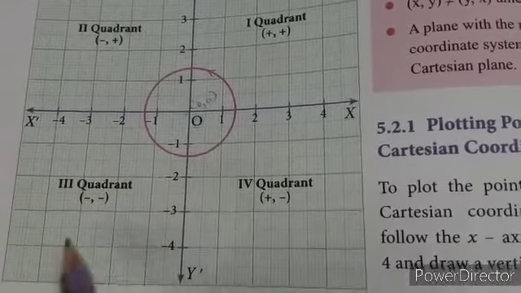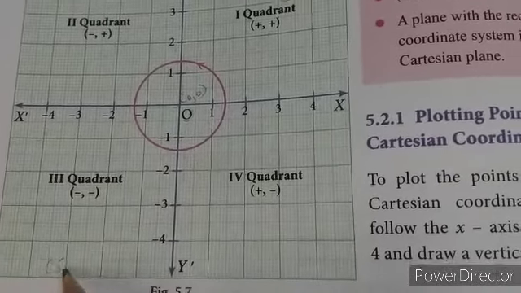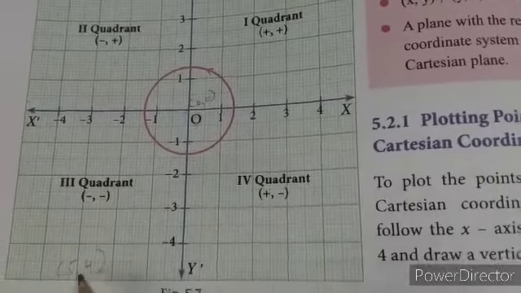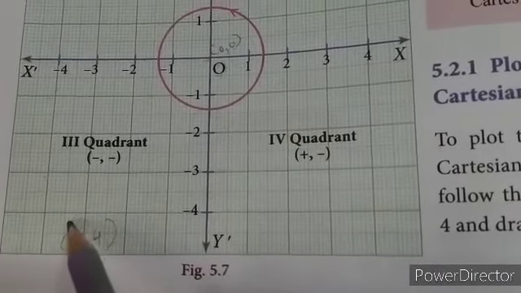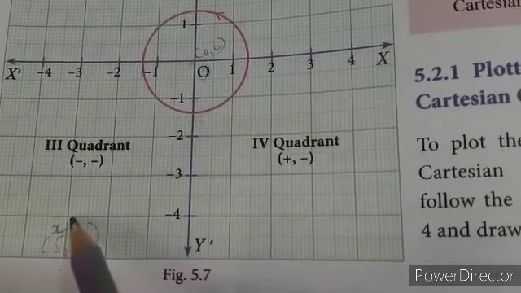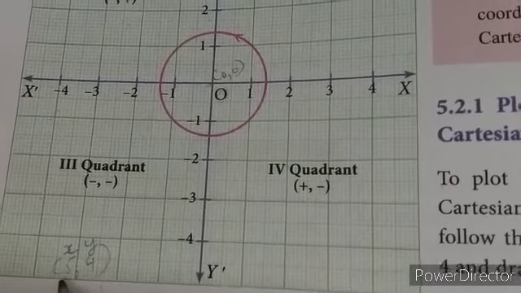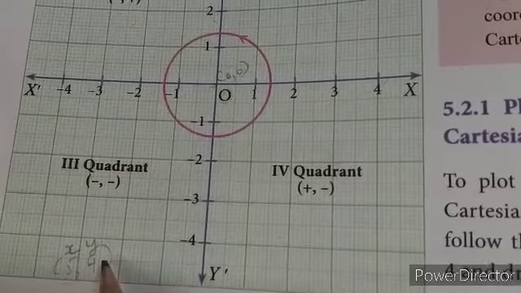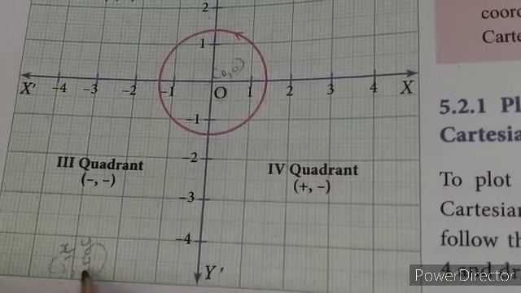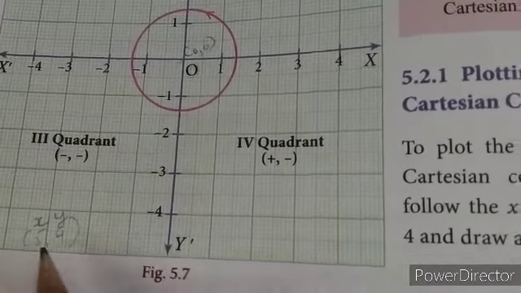So in a pair, for example, 5, 4, both are positive. In a pair, this is x and this is y. In a pair, the first number will come under the x coordinate and the next number will come under the y coordinate.